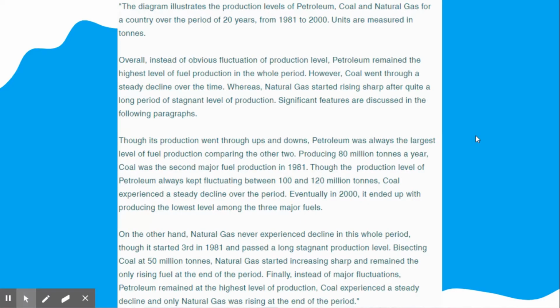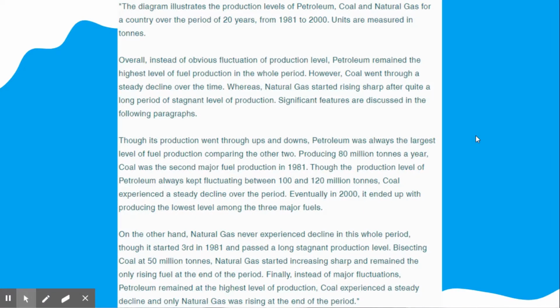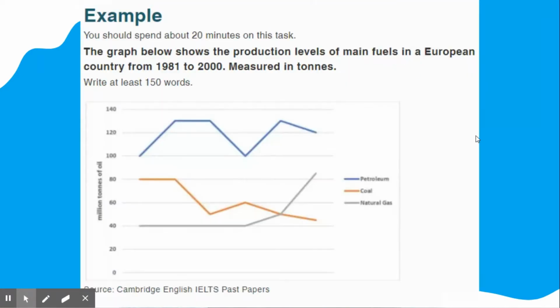On the other hand, natural gas never experienced decline in this whole period. So the previous paragraph shows a fluctuation, but then 1 line is stable or steady. So it shows in the gas. When you look at the question again, the gas one is the most stable one. So that's how you have to write your Writing Task 1.